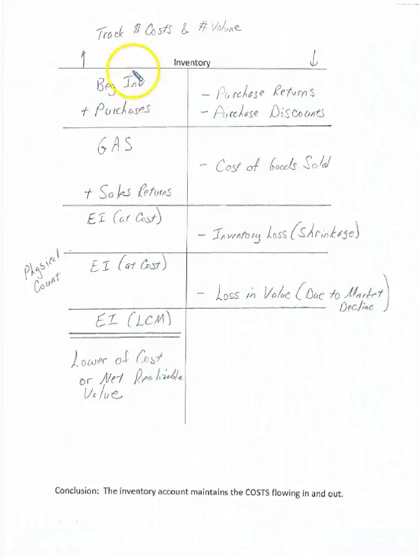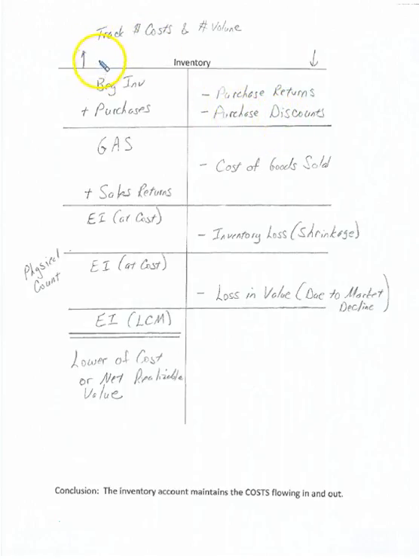For instance, we start with beginning inventory, and we know that basically we are tracking costs, the dollar cost of the inventory, and also the quantity or volume. So we track dollar cost and the quantity or the volume of the goods. So we start with beginning inventory. If we buy goods, of course, the inventory is going to go up. If we return any of those goods, that's going to leave our warehouse, and so our inventory will go down. And then also, if we pay early and get a discount, that will reduce our costs.